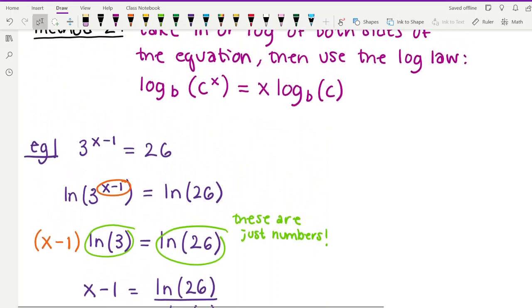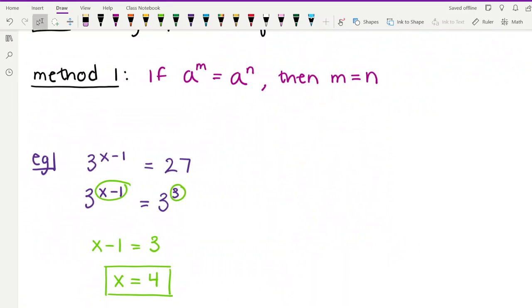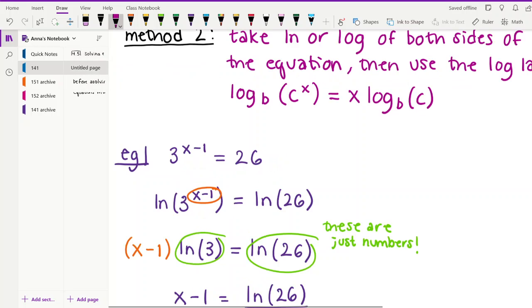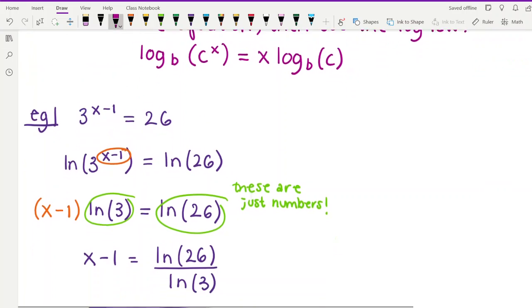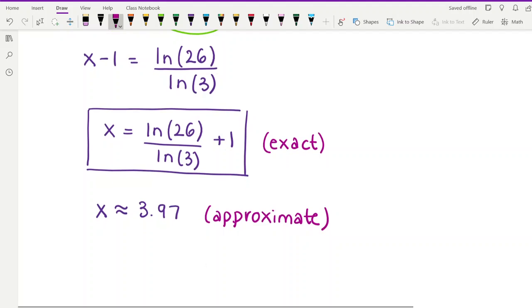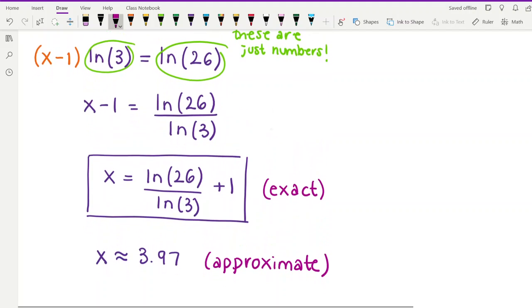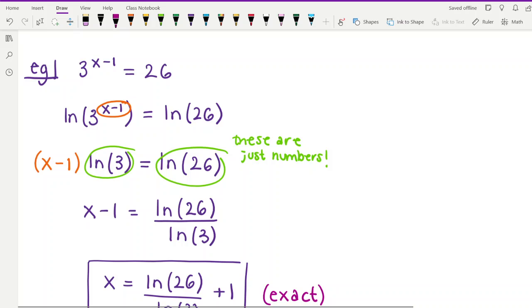So just to remind you, in our first example we did, we had this very similar equation. We got x is equal to 4, right? And so in this equation, the right-hand side was 26 instead of 27, and we got 3.97 approximately. And so that feels like it makes sense, right? Because our answer should be close to what we got on the first one, and it should be a little bit smaller because the right-hand side is smaller.